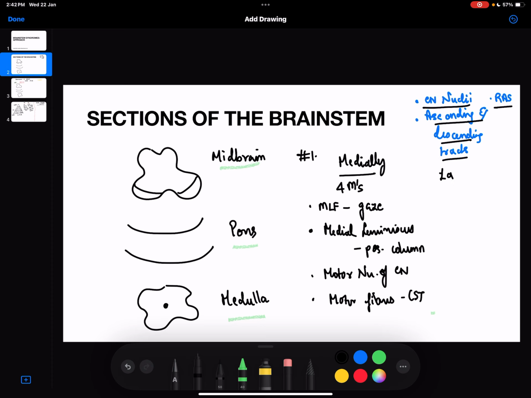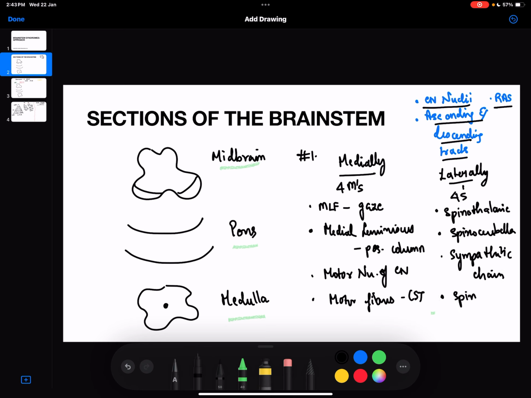Okay, what are the structures that are arranged laterally? You remember it with the 4 S's. So what are the structures? As a thumb rule, we'll remember it as all the sensory sensations. The sensations of the body are carried by which tract? It's easy, it is the spinothalamic tract, so it is arranged laterally. Then we have the spinocerebellar tract. The third S here is the sympathetic chain. And the last is the spinal nucleus of the trigeminal nerve.